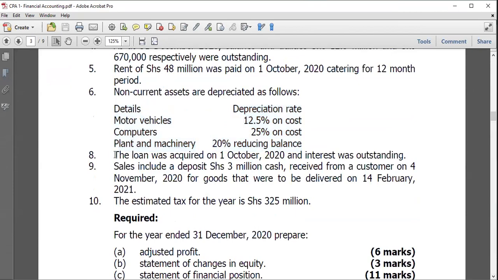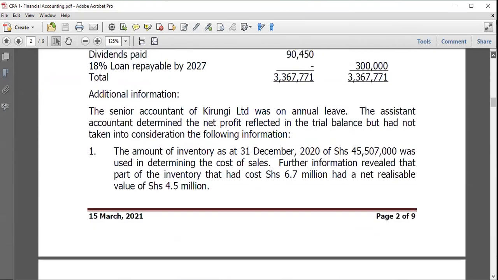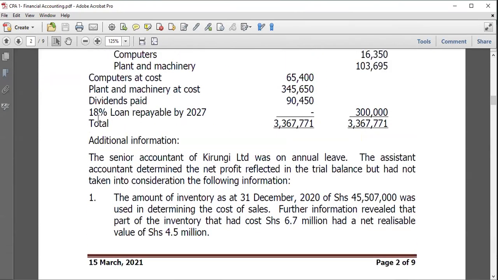Then the next thing they're telling me is that the loan was acquired on 1st October 2020 and interest was outstanding. Remember, we only had one loan in our trial balance, which is 18% loan repayable by 2027. This 18% is usually the interest rate. And so what we are going to do is calculate the loan interest, which will definitely be the 18% times what? Times the 300,000. That is what we are going to do.